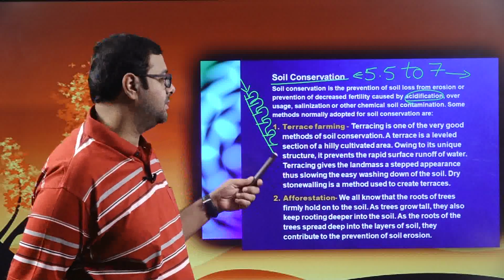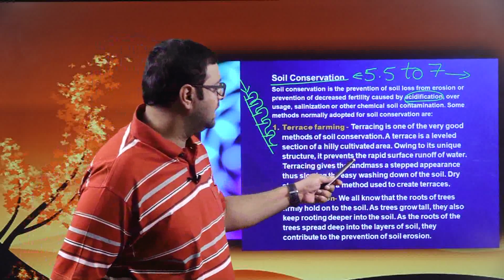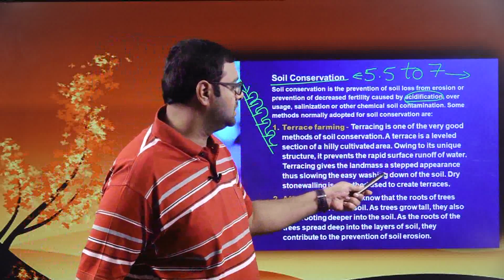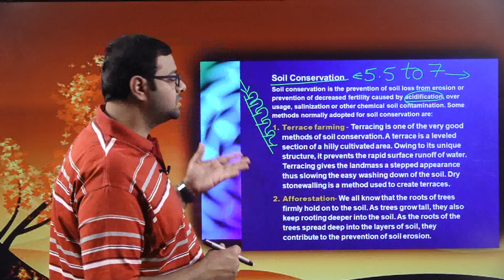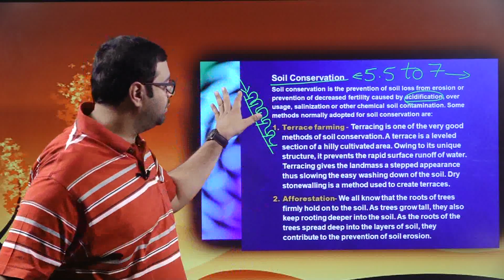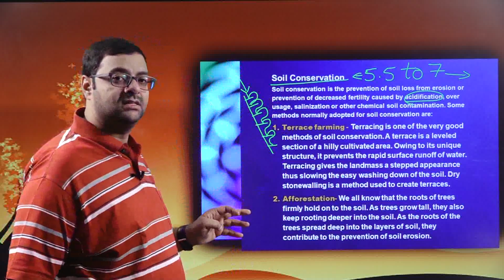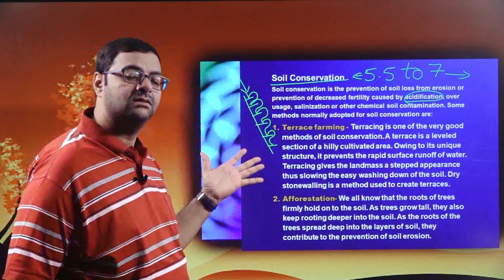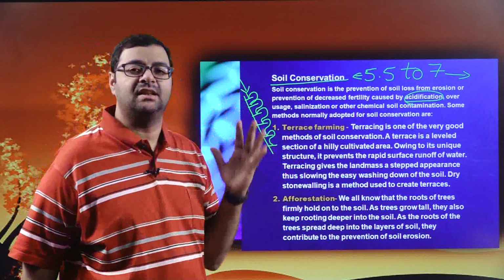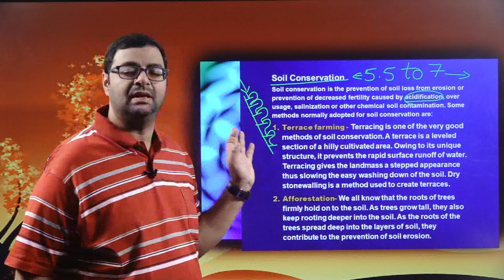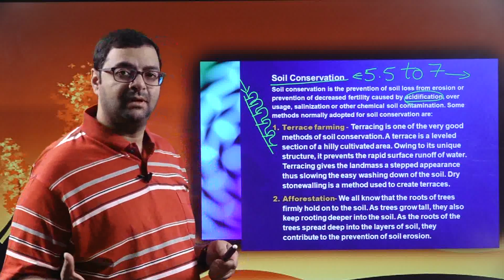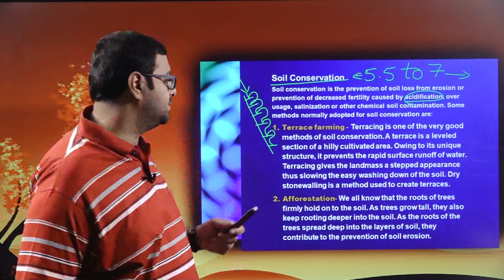That is terrace farming. Terracing gives the landmass a stepped appearance, thus slowing the easy washing down of the soil. So what will happen? Even if the soil is getting eroded from the mountains, that soil will come and get deposited over the terraces which we have created on the mountain. They will not allow the soil to run off just like that. Some of the soil will get deposited here, the erosion of the soil can be stopped, and the soil can be conserved in this particular manner.